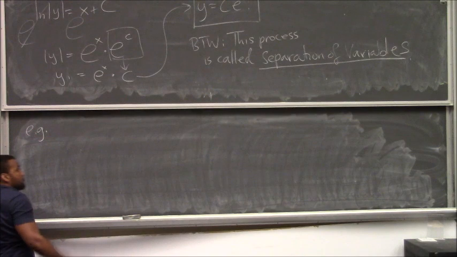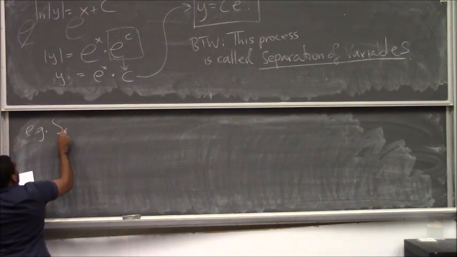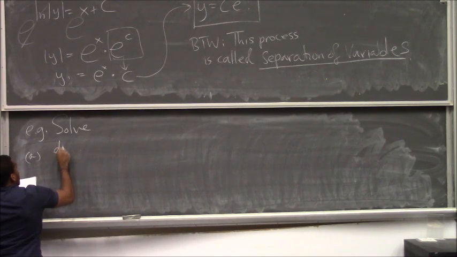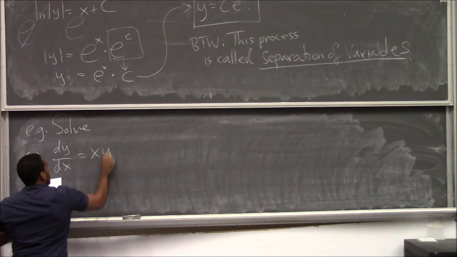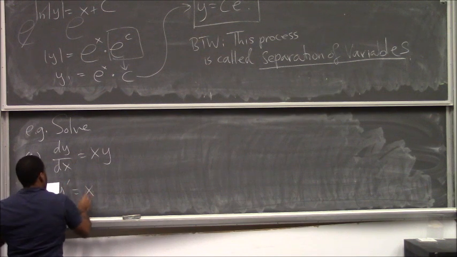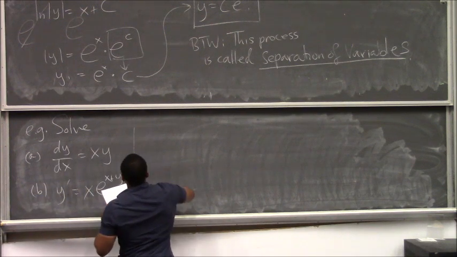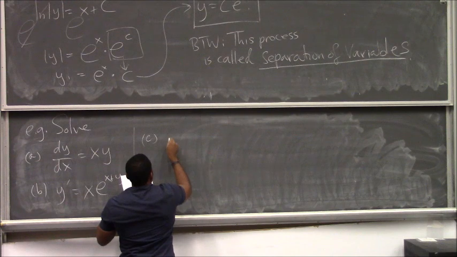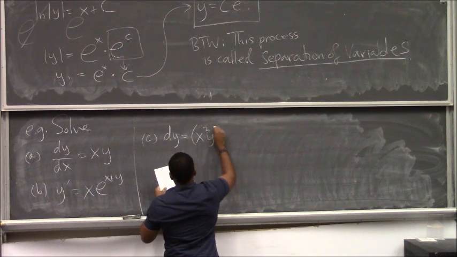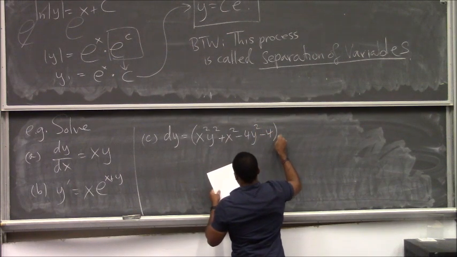Just some examples. Solve A, dy dx equals x times y. What kind of function will make that true? B. y prime equals x e to the x plus y. C. dy equals x squared y squared plus x squared minus 4y squared minus 4 dx.